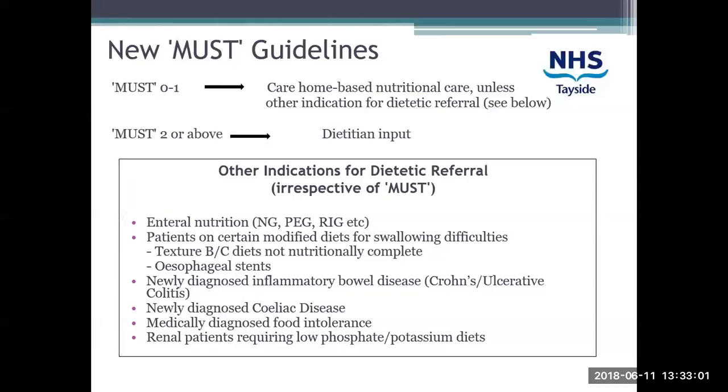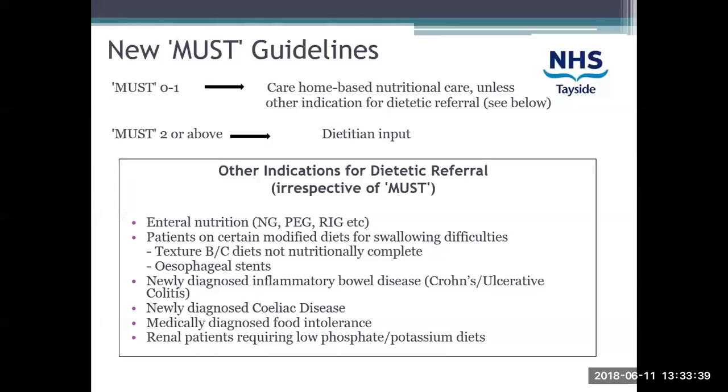And for MUST of 2 or more, we're asking you to refer to the dietitian. Irrespective of MUST, you'll see there all the different other indications for a dietetic referral. If someone's got enteral nutrition, so if they're fed via a tube, in which case there should be a dietitian involved already, that would indicate a referral. Also patients on certain modified diets, for those who have swallowing or chewing problems, such as texture modified diets that aren't nutritionally complete, or esophageal stents.